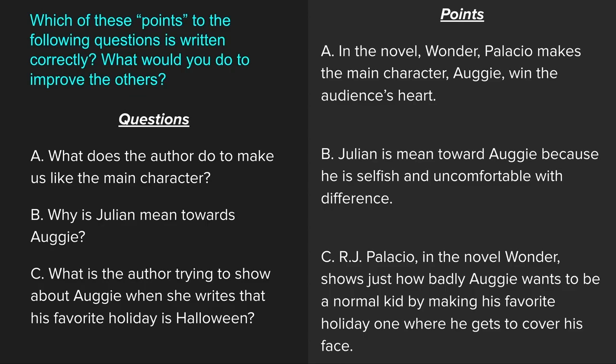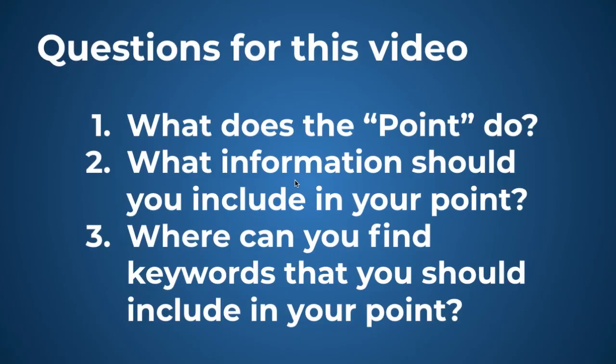Here are 3 examples of questions on the left and possible points on the right to answer the questions. All of these questions are based on the book Wonder. Which one of these 3 is a good point and which one is a not very good point? Go ahead and pause the video and see if you can identify the best point. Hopefully you identified that C is the best point. It has the author's name, the title of the book, and it directly answers the question using words from the original question. Go ahead and answer these 3 questions in your notes. Make sure you do this before moving to the next activity.